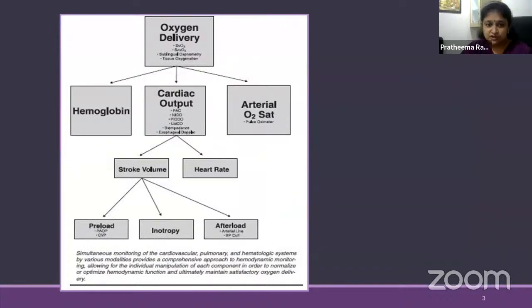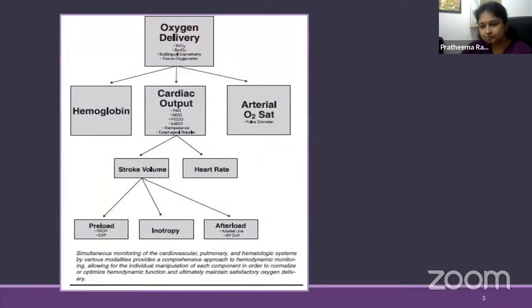So what is pushed into the heart is the preload. So how do we monitor that? And is the pump or the motor function good? As I said, it is called in medical language inotropy. And how much of the load is pushed against a resistance? It is afterload. What is the peripheral resistance?